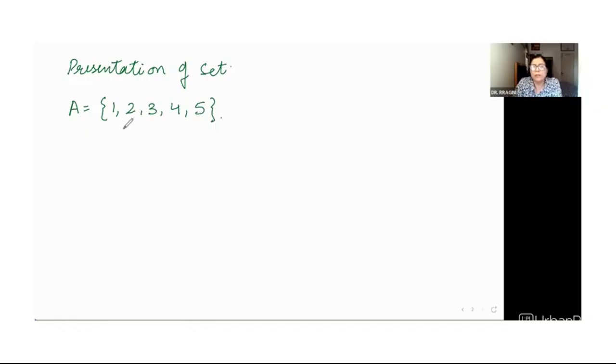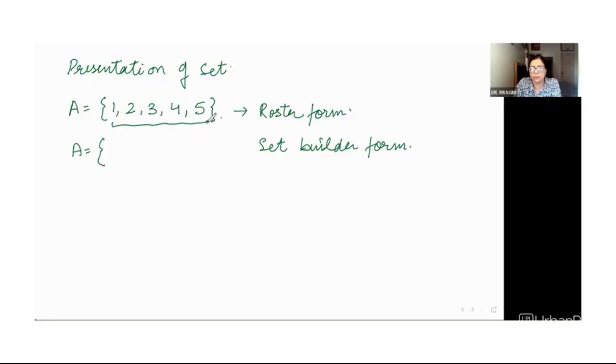Now this form, when we write elements by putting commas in between them, is called the roster form. This is one kind of presentation of a set, which is roster form. And the other is called the set builder form. Now, any set can be written in both ways. Here you will realize the reason why we have a meaningful collection, because we need to know what is the property which is combining these elements.